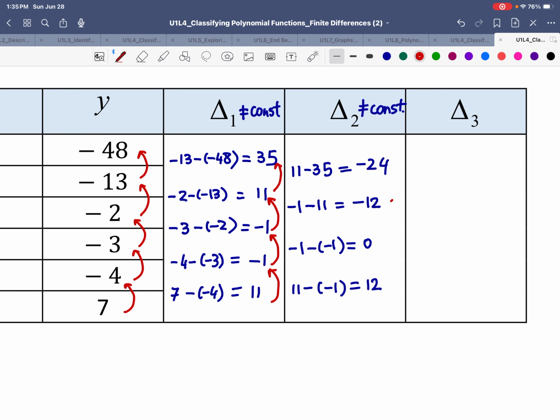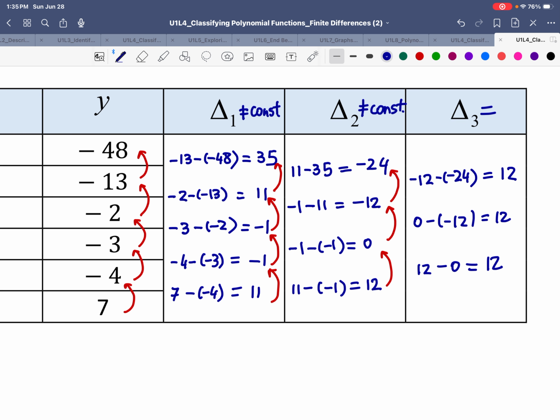So for third differences, we have negative 12 minus negative 24. So that would be negative 12 plus 24 equals 12. Then we have 0 minus negative 12, which will also be positive 12. And lastly, we have 12 minus 0, which is also equal to 12. You see that delta 3 is a constant number. It is equal to 12, which tells us that this is going to be a polynomial function of third degree.